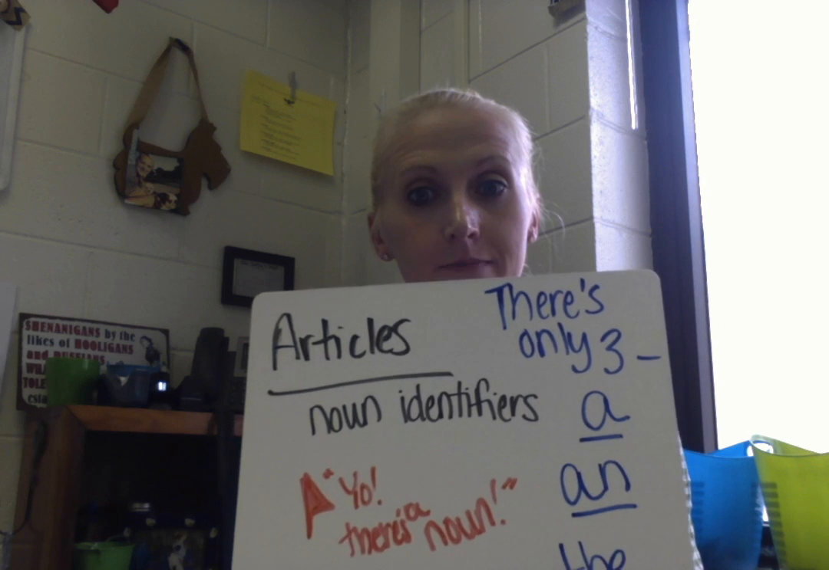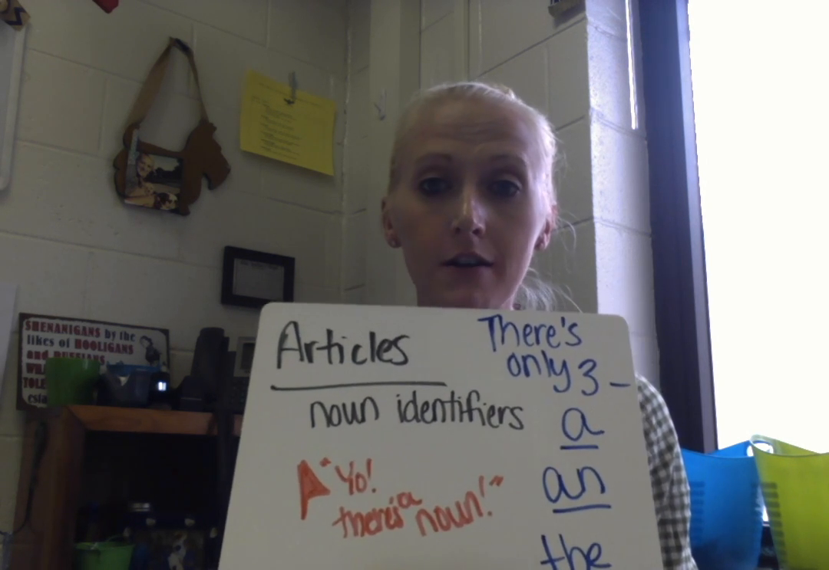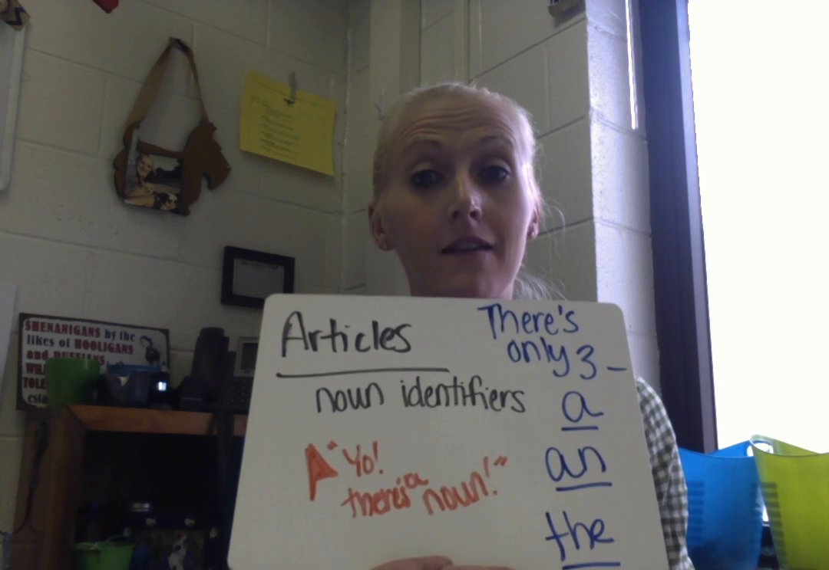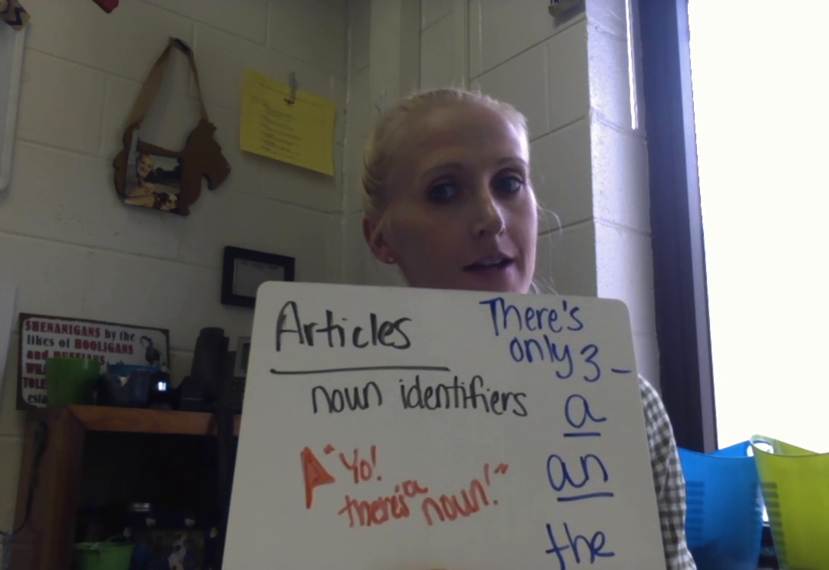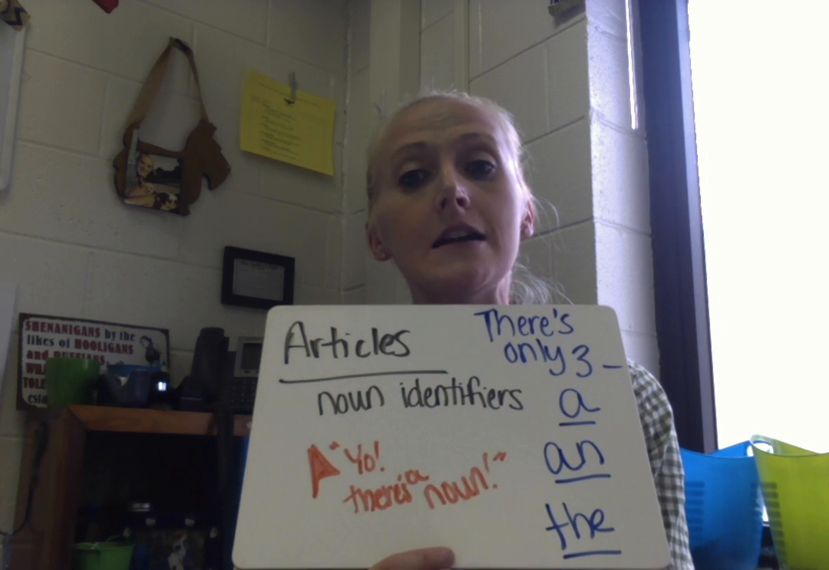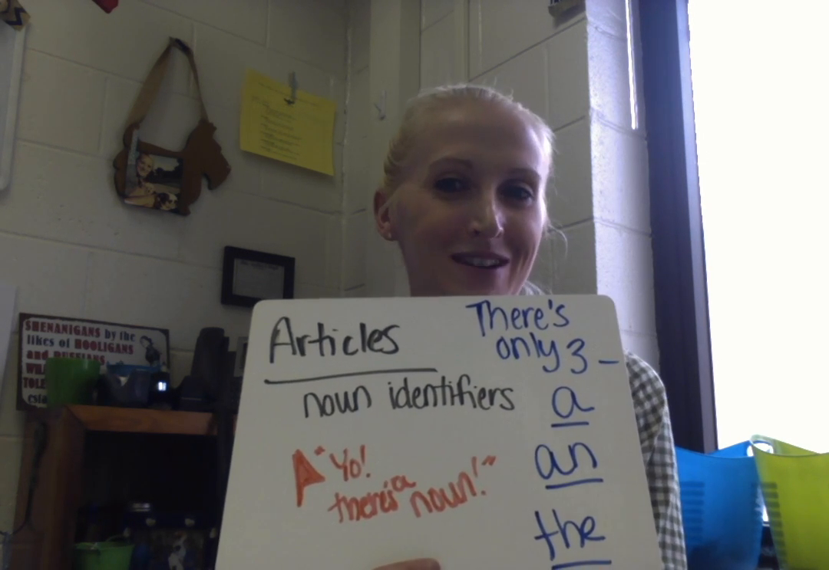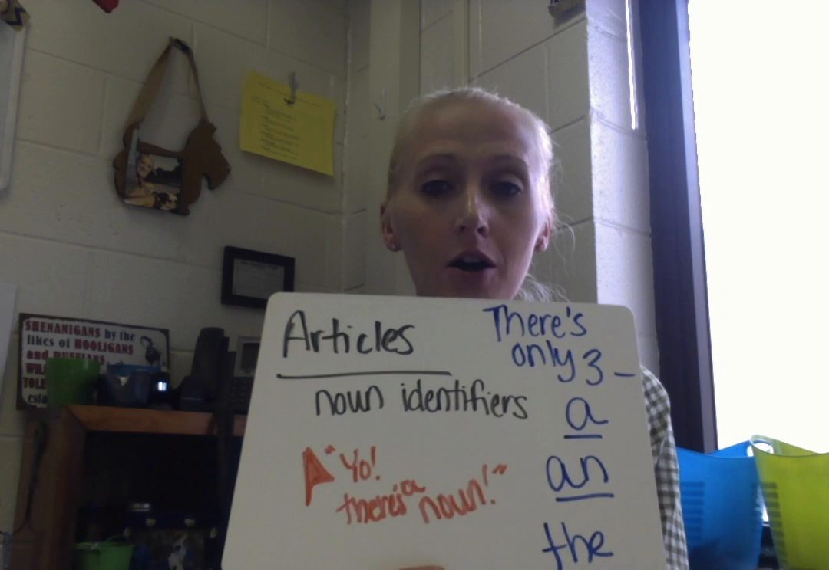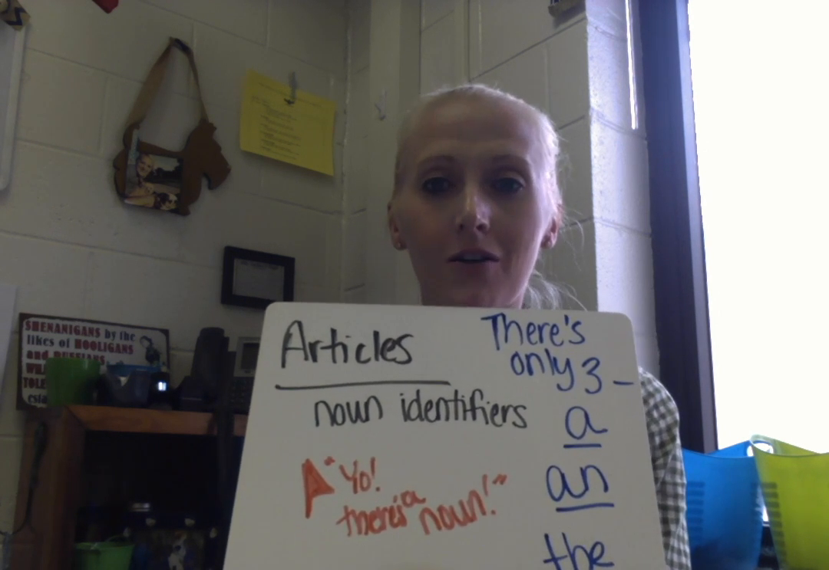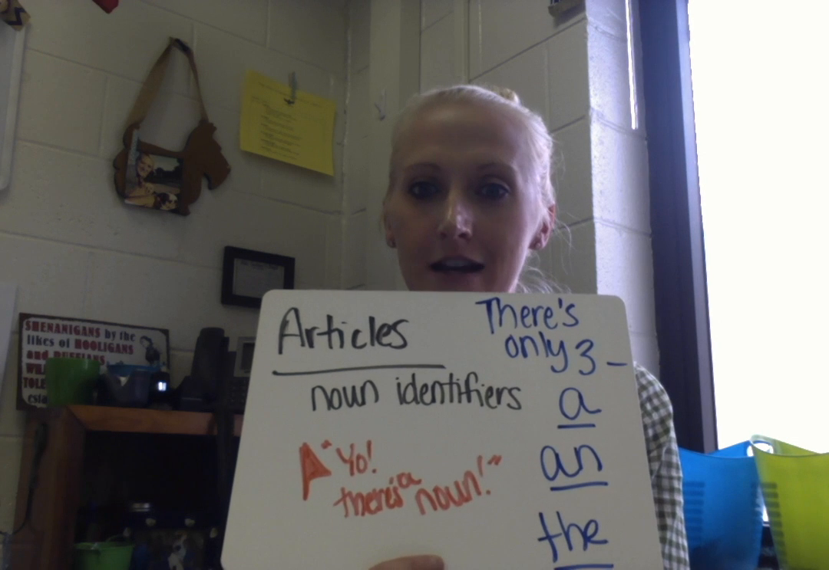Now, articles. Some grammarians include articles when they are talking about the parts of speech, and therefore we have 9. Other grammarians do not include them as a separate part of speech. They include them in adjectives, and therefore we have 8. It will always be up for discussion, I guess. Articles are actually called article adjectives. There's only 3 in the English language.